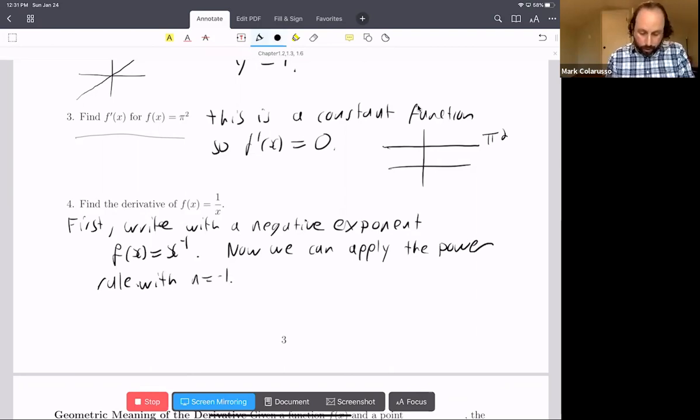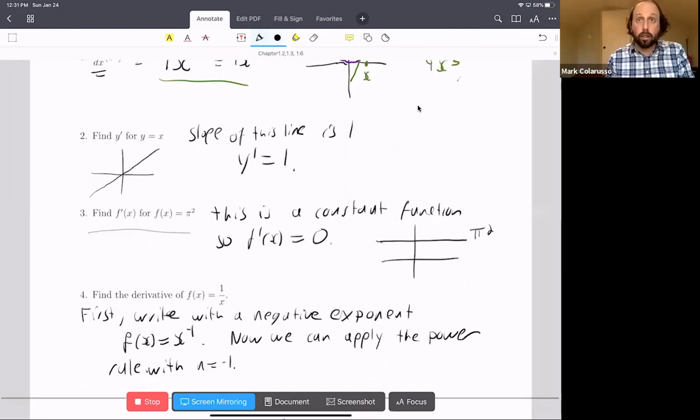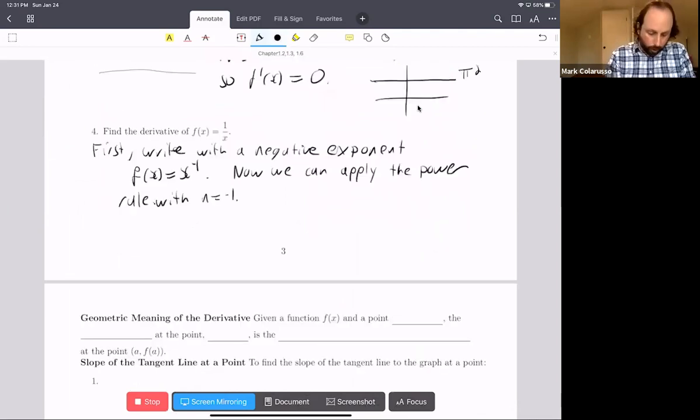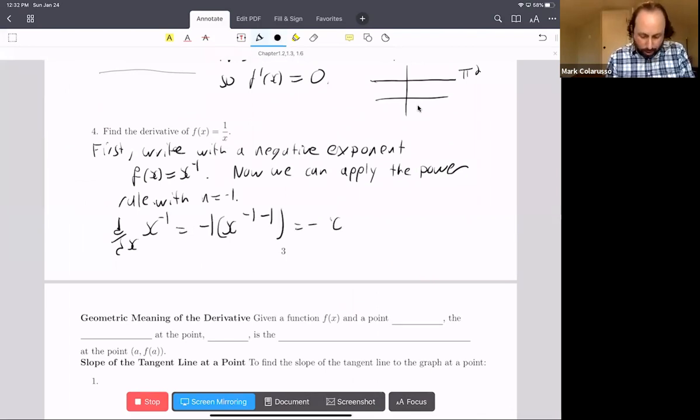All right, so go back up and take a look here. Now n equals minus 1, so the n comes down. That will be like multiplying the whole thing by negative 1, and then you drop 1 from the exponent. Minus 1 minus 1 is minus 2. So d/dx of x to the minus 1: the minus 1 comes down in front, x to the minus 1 minus 1, so you get minus x to the minus 2.